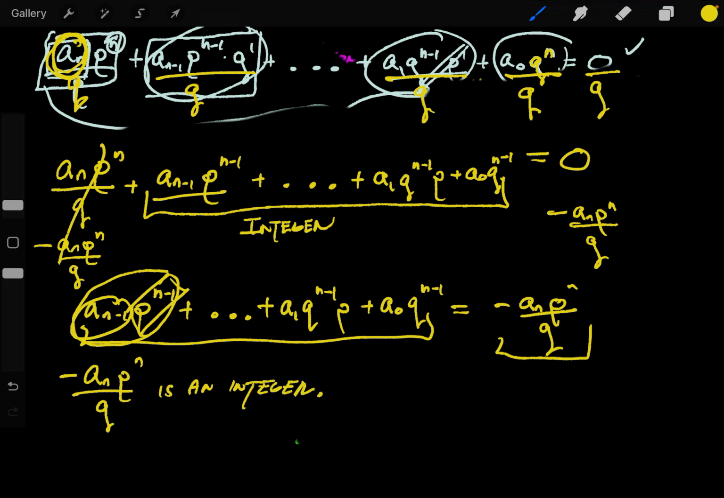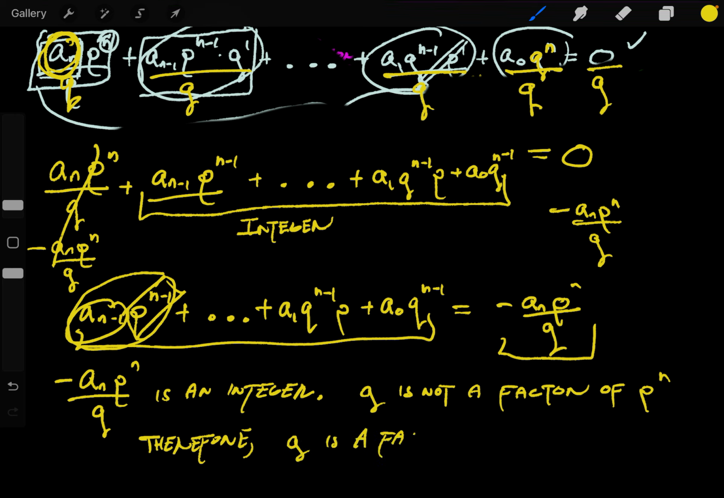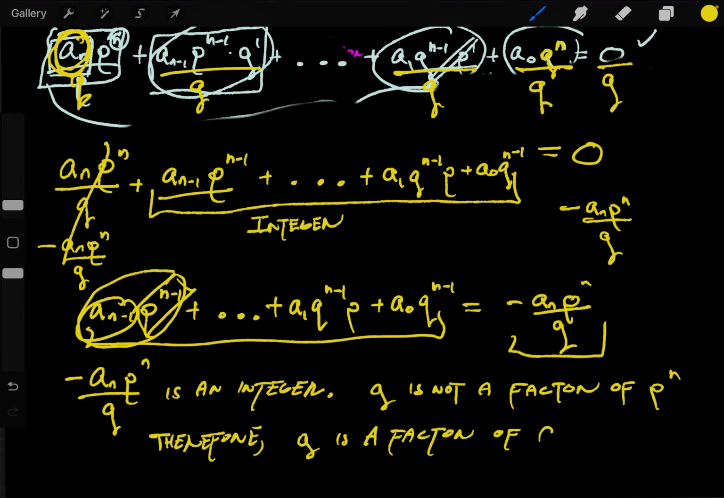But again, since Q and P share no factors, P to the n and Q share no factors, or that Q is not a factor of P to the n, therefore we're forced by the same logic that Q is a factor of A sub n, and we're done. Okay, this is the whole proof.